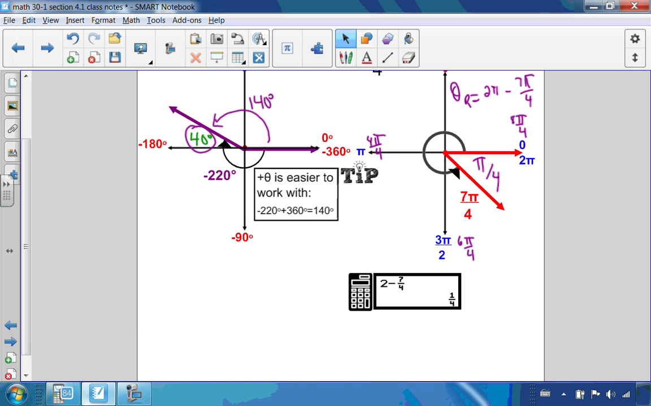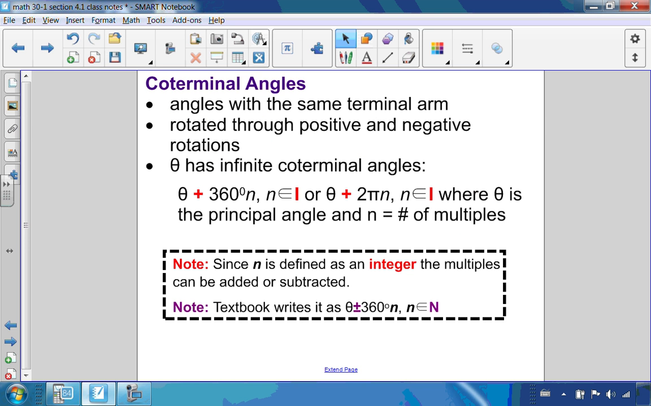Okay, so we have been talking about coterminal angles, so just to formalize this, coterminal angles are angles with the same terminal arm. They could be positive or negative rotations. Any angle actually has infinite coterminal angles because you can go around the circle multiple times. You can do this by adding multiples of 360. That's what the 360 n is, where n is an integer. That also means you could be subtracting multiples of 360. Or in terms of radians, you're adding on multiples of 2 pi. Again, since n is an integer, it could be positive or negative, so you could be adding or subtracting.